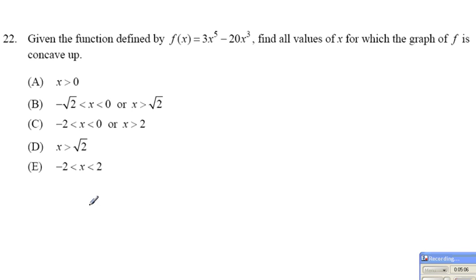All right, here we are looking for concave up. That means concavity, double derivative. So let's get the first derivative.